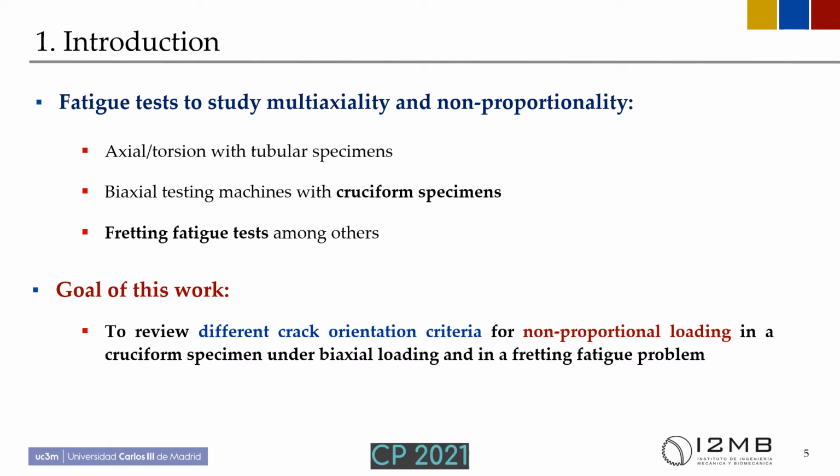In the literature, we can find different fatigue tests that are used to study the effect of multi-axiality and non-proportionality. The most common tests found can be tubular specimens under axial torsion loading, biaxial testing machines, or fretting fatigue tests. In this work, we are going to focus on the last two tests since we are going to work in two-dimensional conditions. And the goal of this work is to review different crack orientation criteria for non-proportional loading in a cruciform specimen and in a fretting fatigue problem.